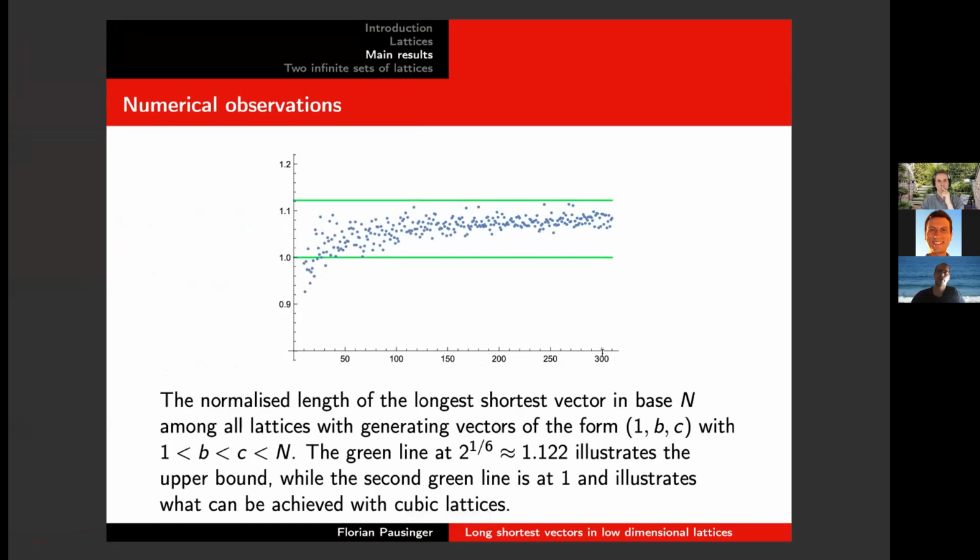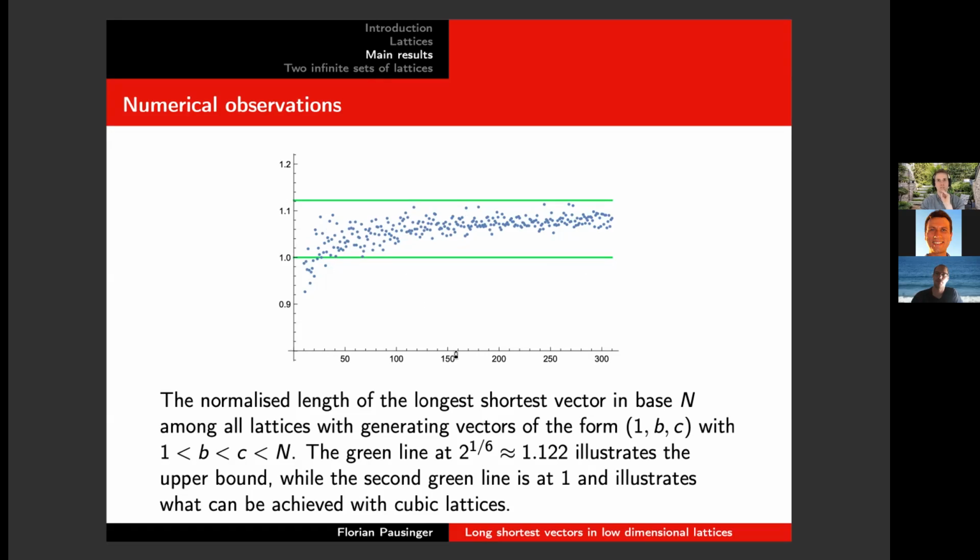So I started with some numerical observations. What I did was I looked at the parameter vectors 1, b, c, and I constructed all possible lattices for a given n. I checked them for their shortest distance, and I plotted the best value that I received for each n. So the green line here is the value you get from the Hermite constant. The second green line here is at 1. So this is what a cubic lattice would give you. And in between, all these dots correspond to the longest distances you get for a particular n.